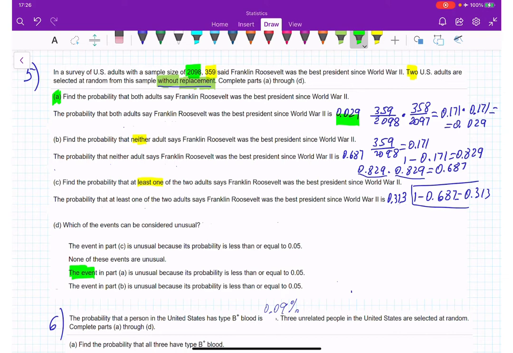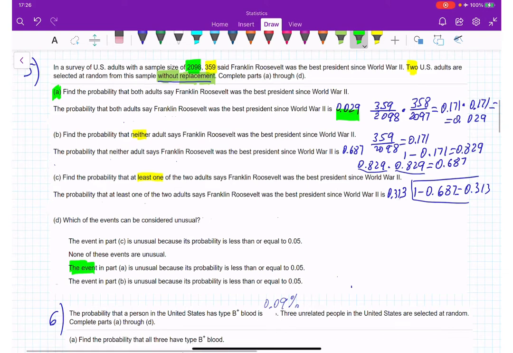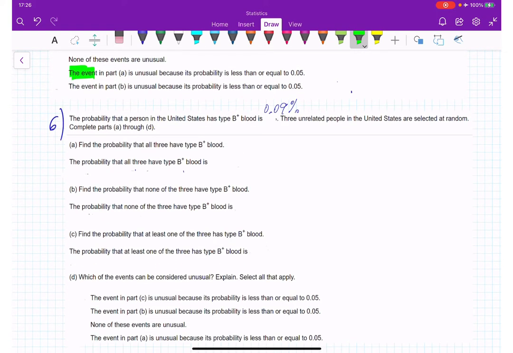Okay. Question number six. The probability that a person in the United States has type B blood is 9%. Three unrelated people in the United States are selected at random. Find the probability that all three people have type B blood, which means the first one, and the second one, and the third one.